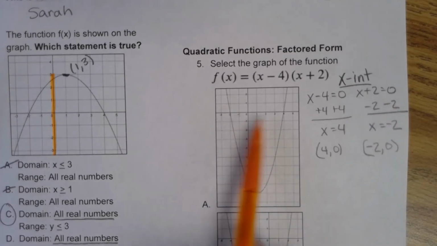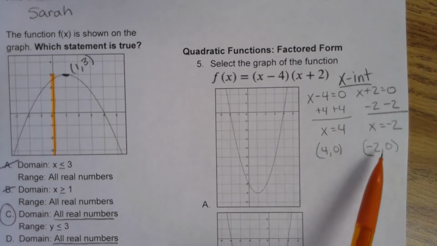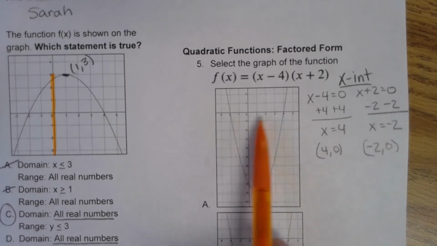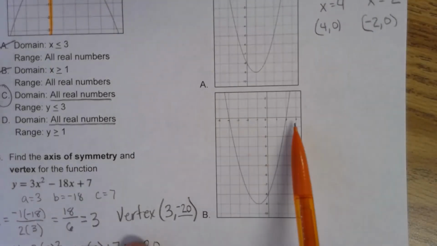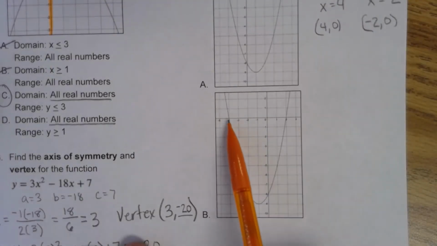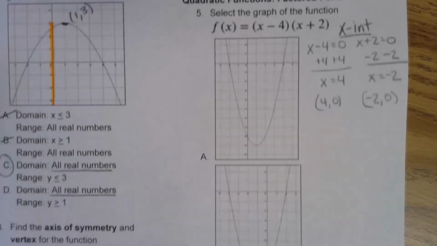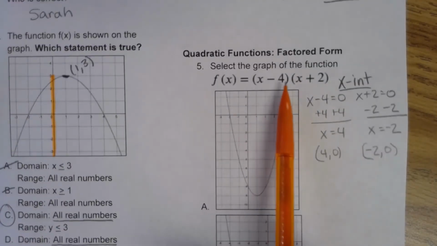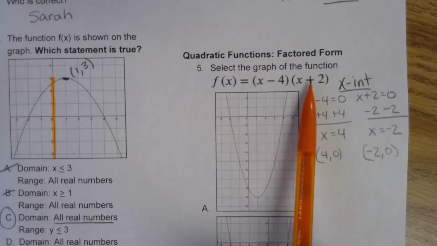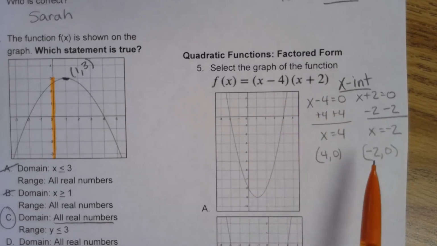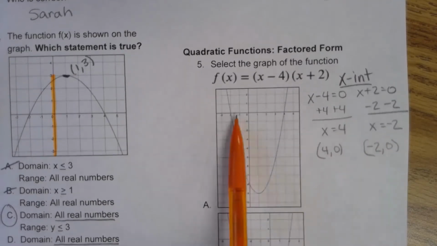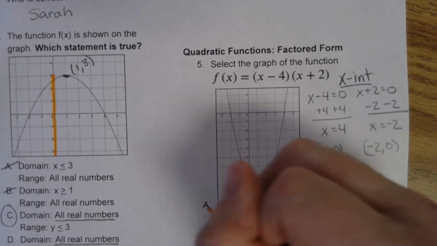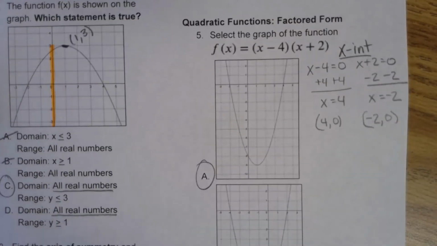So match it with your graph. Where do you see a +4 and a -2 as the x-intercepts? So that is answer choice A. Notice answer choice B, the opposite is occurring. We have a -4 and a +2, which I commonly see students picking because they see that as the factors. The factors are x minus 4 and x plus 2, but the x-intercepts are going to be opposite. So +4 and -2. Number 5, we're going to choose answer choice A there.